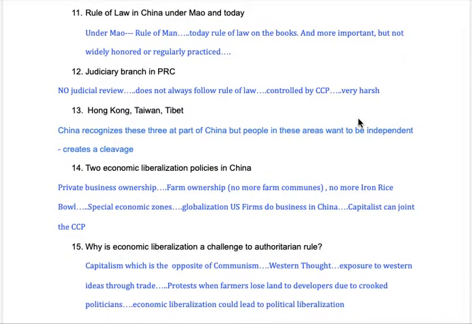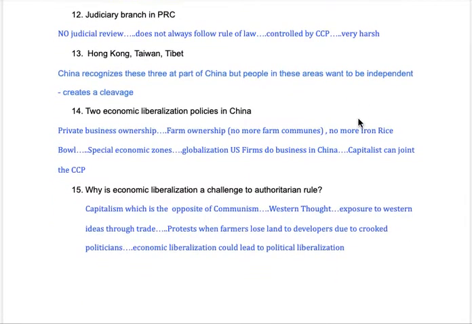The rule of law in China: under Mao it's basically his way or the highway, the rule of man. Today there are some more laws on the books, and they're a little more important, but not always widely honored or practiced. The judiciary in the PRC, the People's Republic of China, has no real judicial review and does not really follow the rule of law. It's controlled by the party again. It's very harsh, with a lot of executions in China.